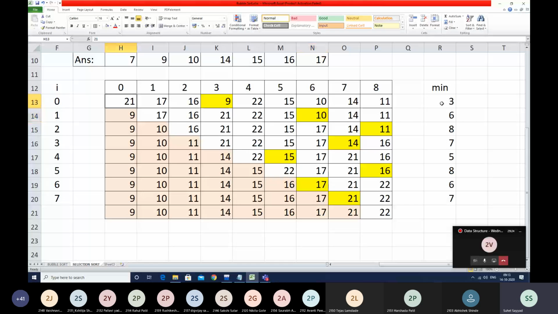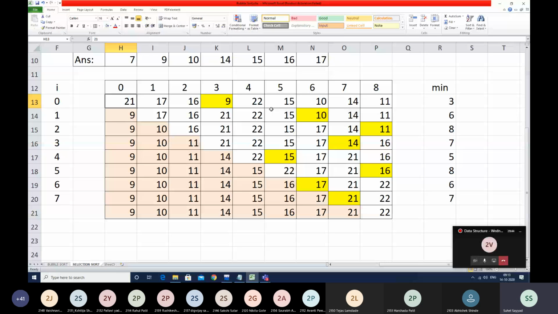Then I'll start comparing A of 1 with A of min, then A of 2 with A of min, then A of 3 with A of min, A of 4, A of 5, A of 6, A of 7, and finally A of 8 with A of min. So I compare all the numbers from the next position till the last number with min. And if I find a new smaller value, I update my min. So initially I assume that min to be 0.